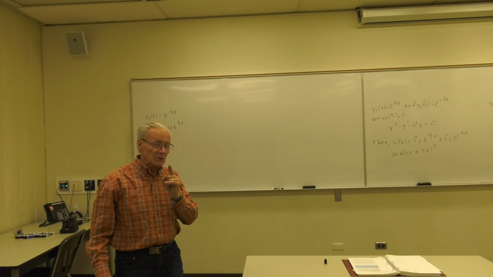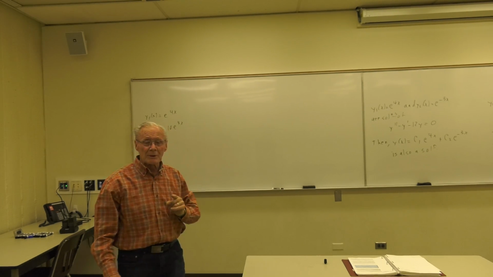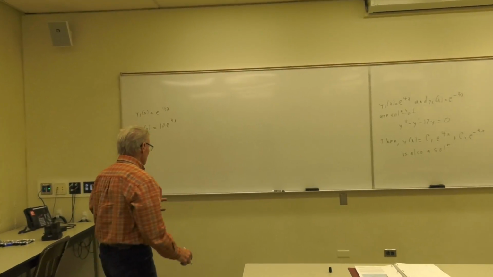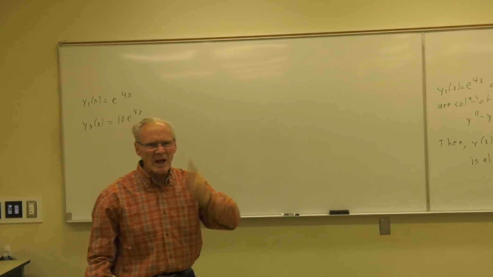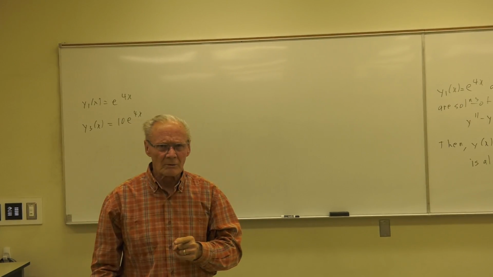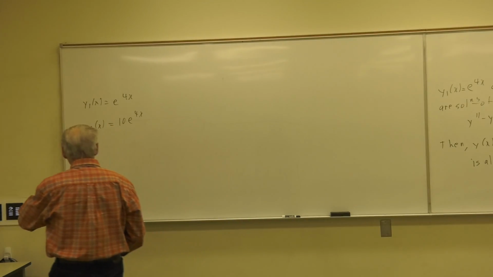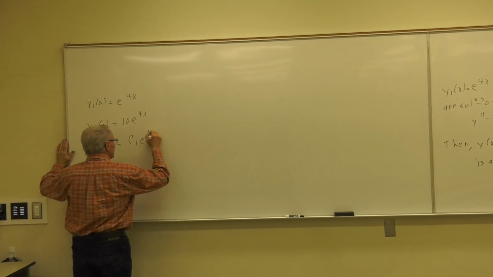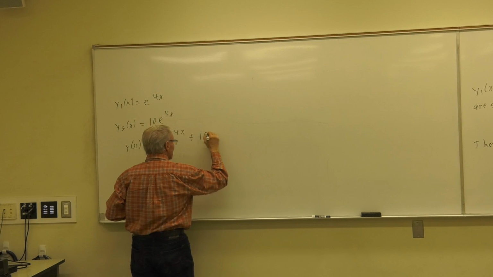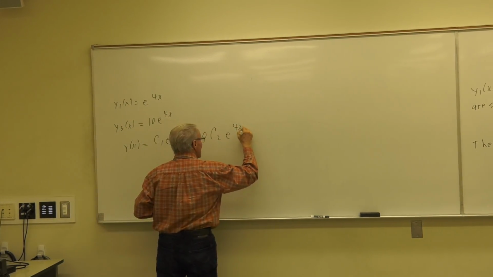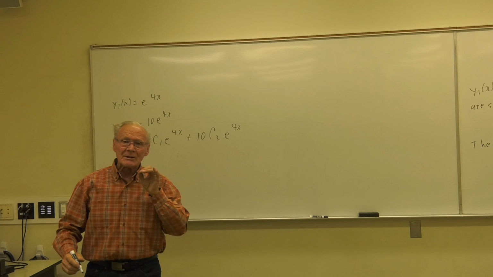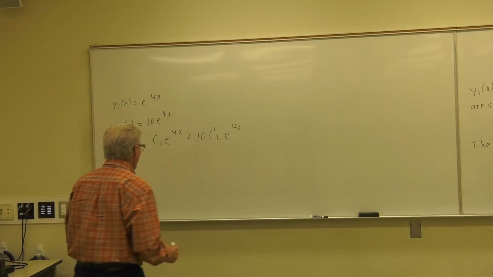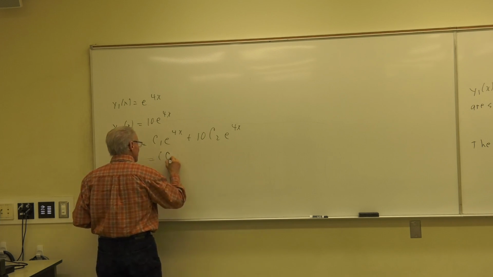Now you could tell me in 2 ways. One, you could go plug it in and see. Two, you should be smarter than that. You've got a superposition principle that says if you put a constant in front of any known solution, it's still a solution. So those are both solutions. If I superpose them, I get c1 e to the 4x plus 10 c2 e to the 4x. Do I have a 2-parameter family of solutions? And the answer is no. You could factor out the e to the 4x.